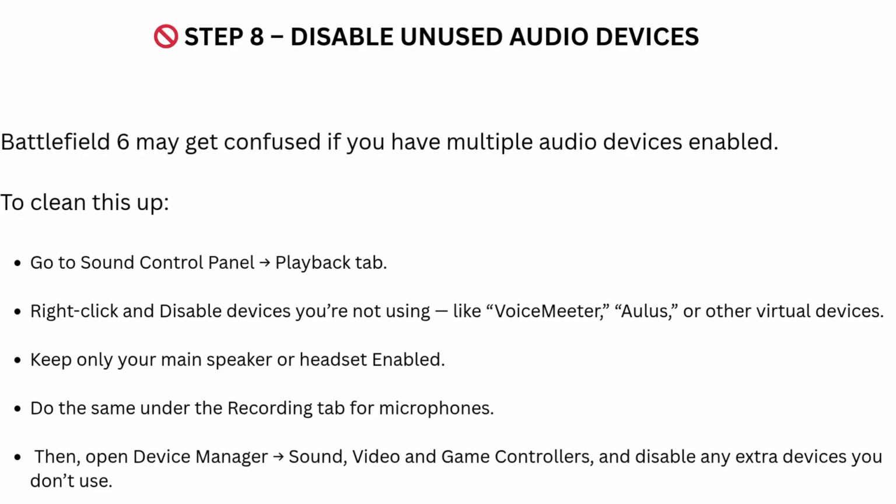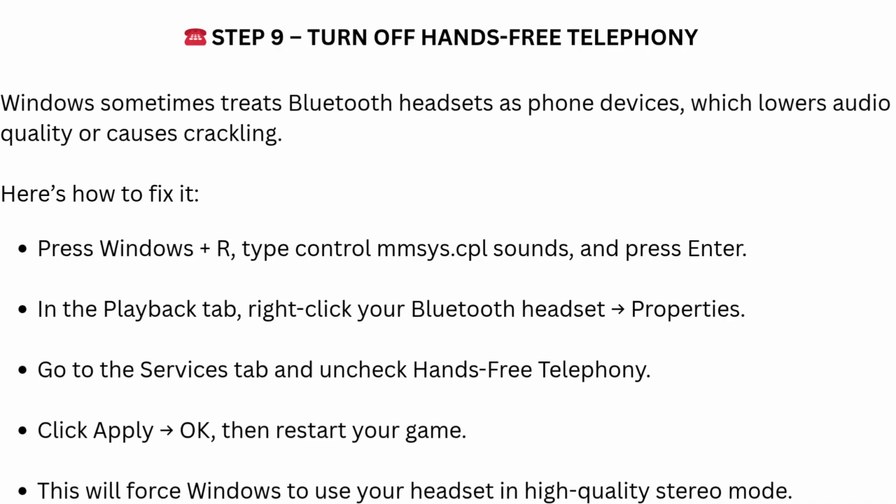Step 8. Disable unused audio devices. Too many enabled audio devices can confuse Battlefield 6. Open the Sound Control Panel and go to the Playback tab. Right-click and disable any devices you're not using, such as Voicemeeter or virtual audio cables. Keep only your main headset or speaker enabled. Do the same in the Recording tab for microphones. Then open Device Manager, expand Sound, Video, and Game Controllers, and disable any unused audio devices there as well.